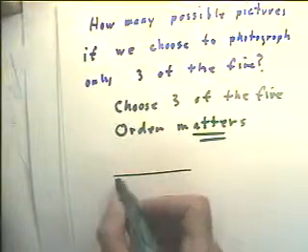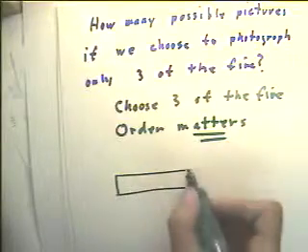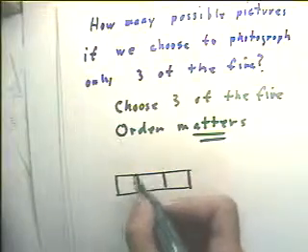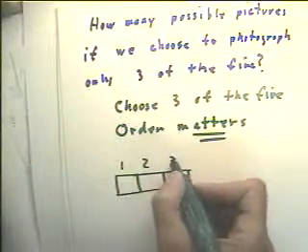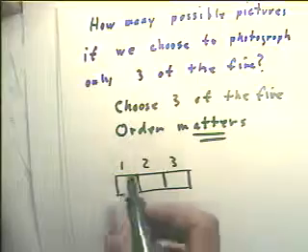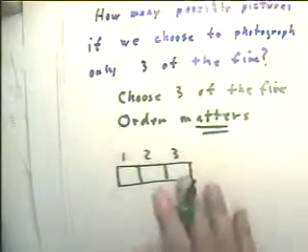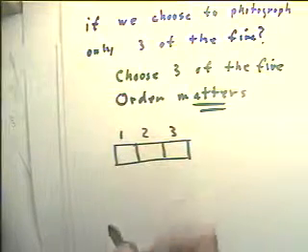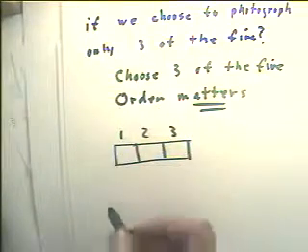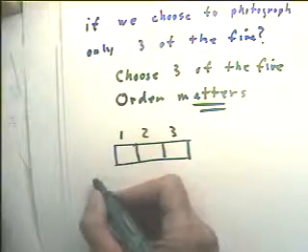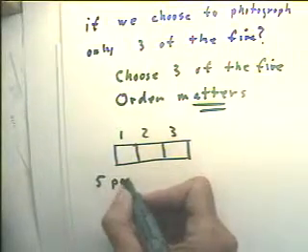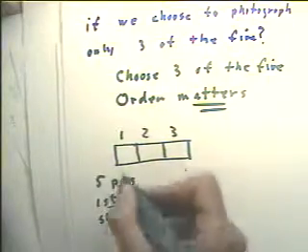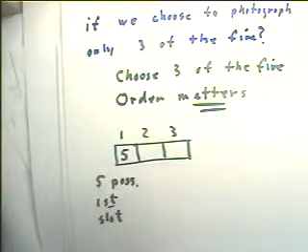Well, again, we're going to think of filling in slots, but now there are only 3 people to choose, so we're going to only have to fill 3 slots. So we'll have person 1, 2, and 3. Okay, slots 1, 2, and 3. How many possibilities are there for who goes in the first slot? Well, there are 5 possibilities for the first slot, because there are 5 people to choose from.